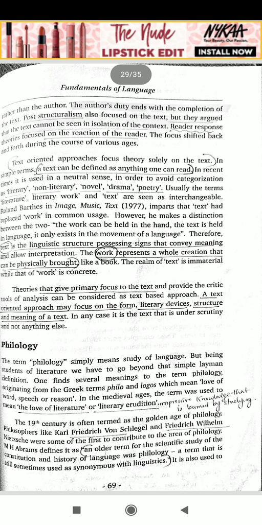You might probably get questions like what is philology or what are the different types of philology. Usually it won't be asked as an essay question, but for 4 marks there's a chance to ask questions from this portion.